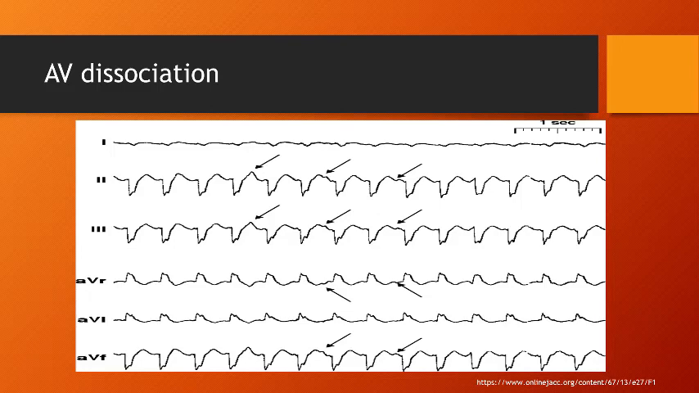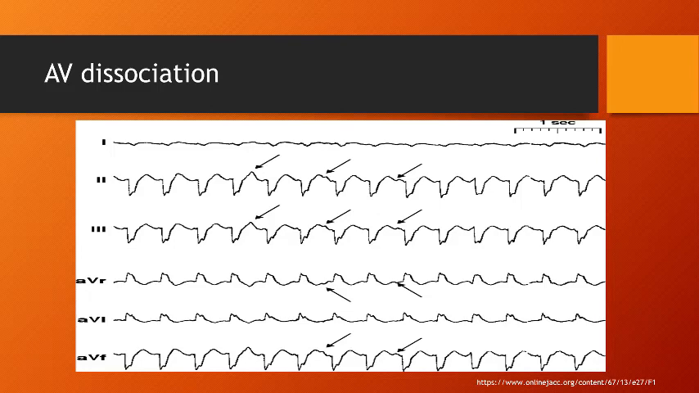While AV dissociation largely establishes the diagnosis, its absence is not as helpful for two reasons. Number one, AV dissociation may be present but may not be obvious in an ECG. And number two, in some cases of VT, the ventricular impulse conducts backwards through the AV node and captures the atrium also, which is referred to as one-to-one retrograde conduction. So in fact, it is AV association rather than AV dissociation. This may be seen more commonly when the rate of VT is slow.